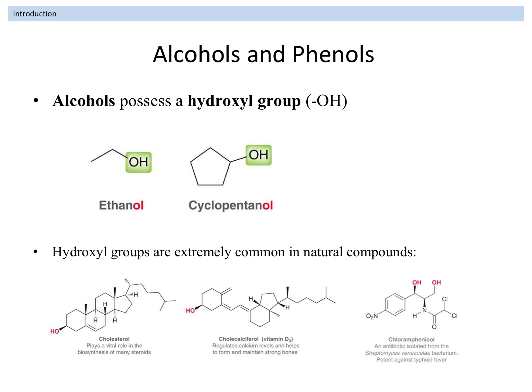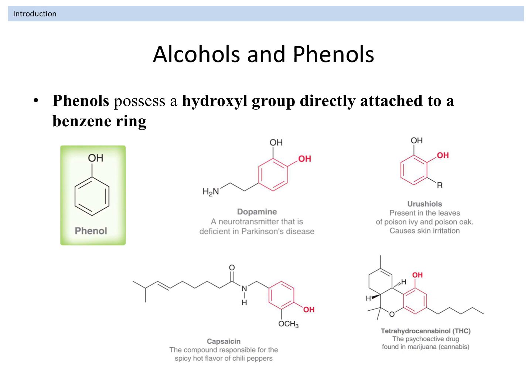Phenols, like aliphatic alcohols, also possess the hydroxyl group in their structure, but they differ significantly in other ways. Let's go to the next page and examine the characteristic structural features that define the phenol functional group. Phenols are a distinct class of compounds, characterized by a hydroxyl group directly attached to a benzene ring. This structural feature significantly influences their chemical properties and reactivity compared to alcohols. The parent compound of this class is phenol itself, which serves as a fundamental building block for more complex molecules.